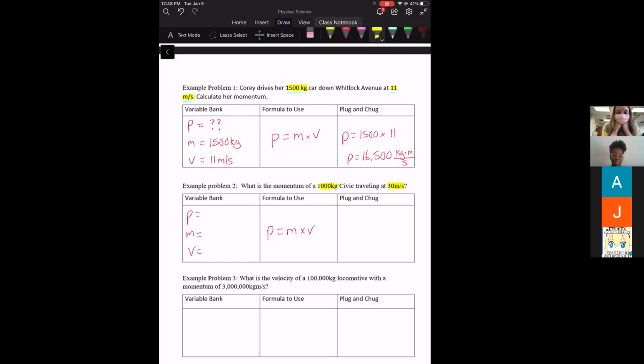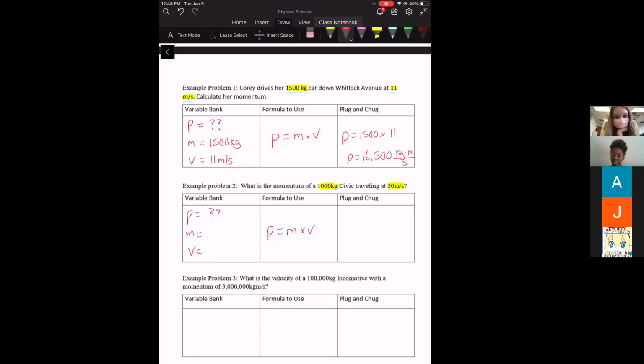Kaylee, what do you think we're looking for? Are we looking for P as in Peter, M, or V as in Victor? It's kind of hard for me to hear the P versus V, so I just said that. P. We are looking for P, so I'm going to put a question mark right here. Question mark, don't know what that is.